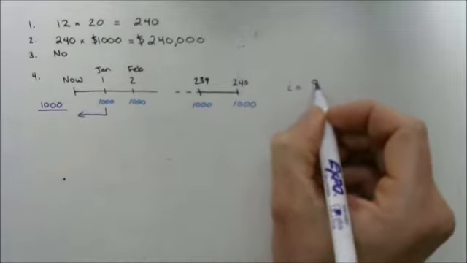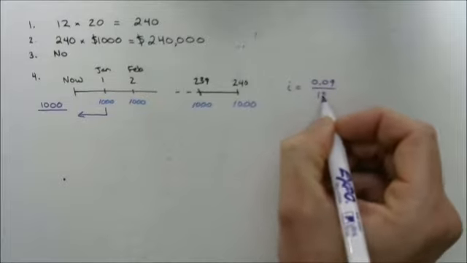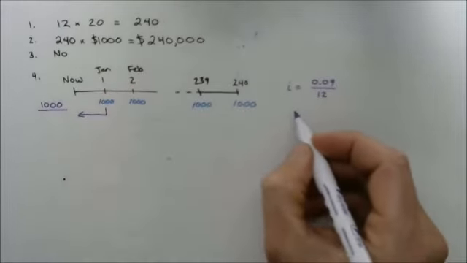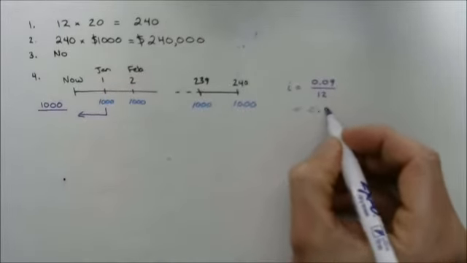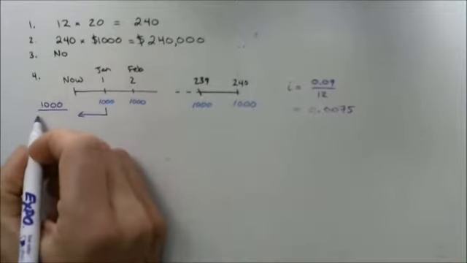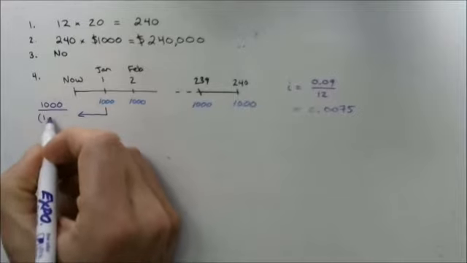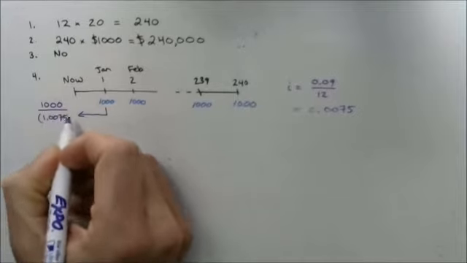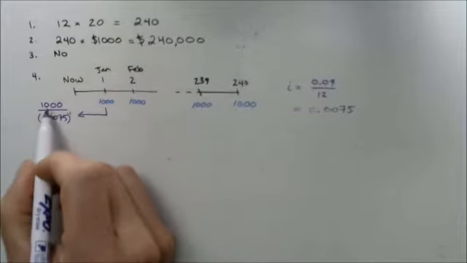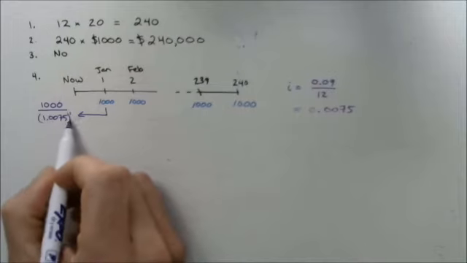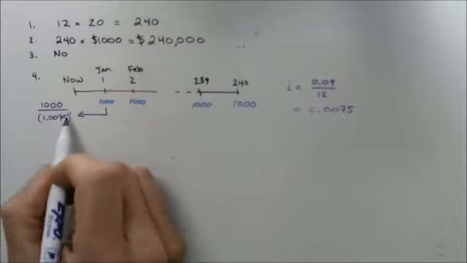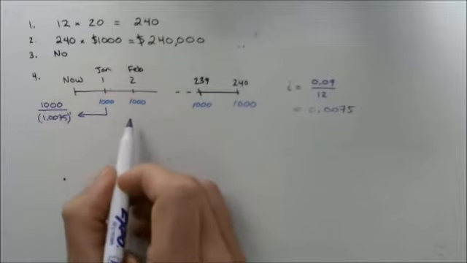Interest rate is 0.09 monthly, so 0.09 divided by 12, which gives us an interest rate per compound period of 0.0075. So in the bracket here we have 1 plus that, which is 1.0075 to the power of 1. You can see now we're dividing by a number slightly greater than 1, which means that our final answer is going to be slightly smaller than 1,000.